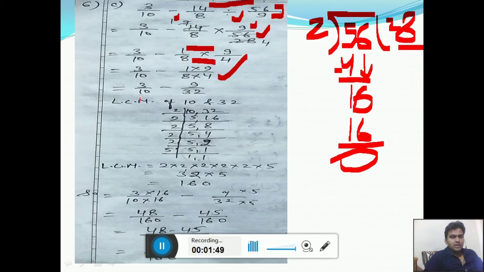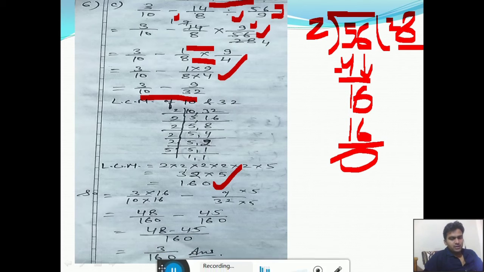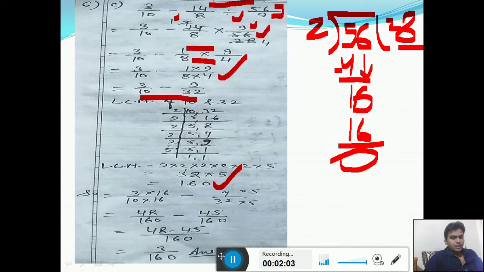Now we have to take the LCM of 10 and 32. 10 and 32 will result in the LCM as 160. Okay, I think you can find out the LCM easily. Now what you have to do? By the LCM 160, you have to make this denominator 10 as 160 by multiplying by 16 in the numerator and denominator, and this 32 also you have to make 160 by multiplying by 5 in the numerator as well as denominator. So this numerator becomes 3 into 16 is 48, and 9 into 5 becomes 45.